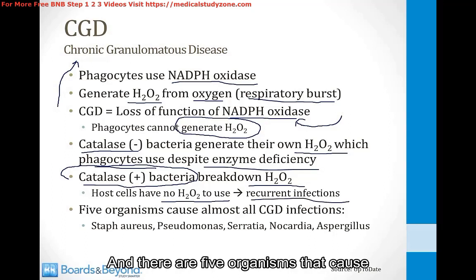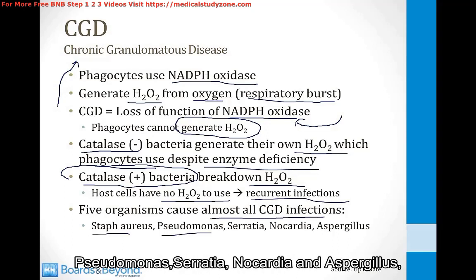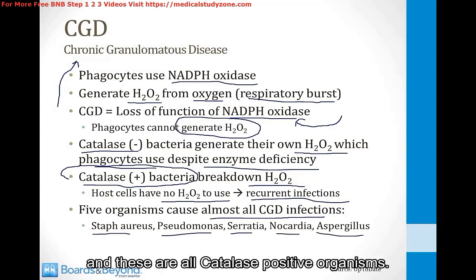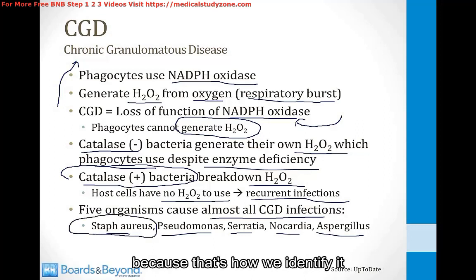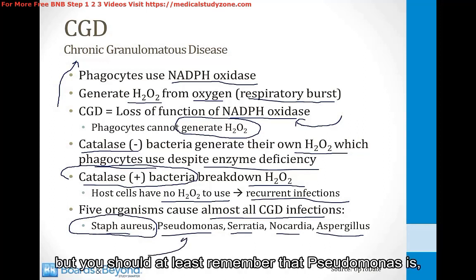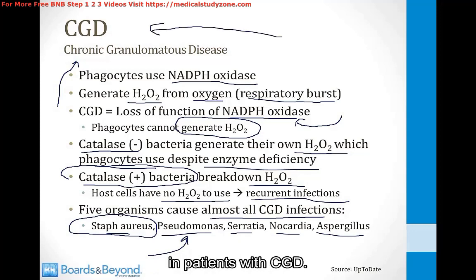And there are 5 organisms that cause almost all of the illness in patients with chronic granulomatous disease, and that includes Staph aureus, Pseudomonas, Serratia, Nocardia, and Aspergillus. And these are all catalase positive organisms. And you should know that Staph aureus is catalase positive because that's how we identify it in the gram-positive algorithm. You may not know that all the rest of these are catalase positive, but you should at least remember that Pseudomonas is, because that causes a lot of infections in patients with CGD.